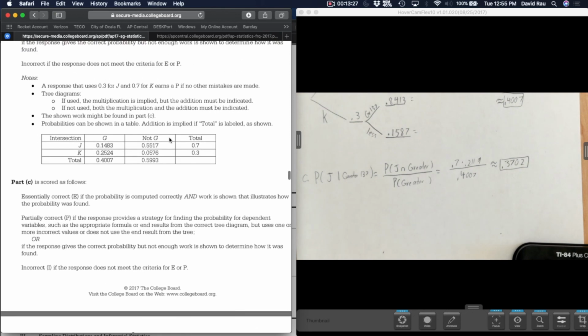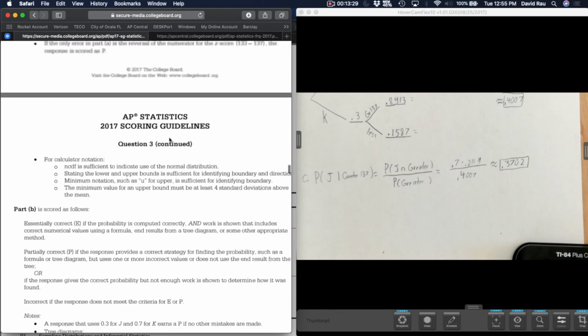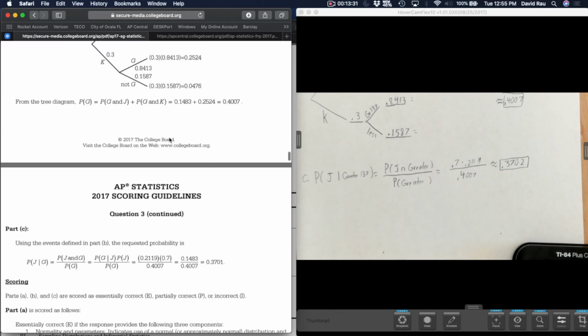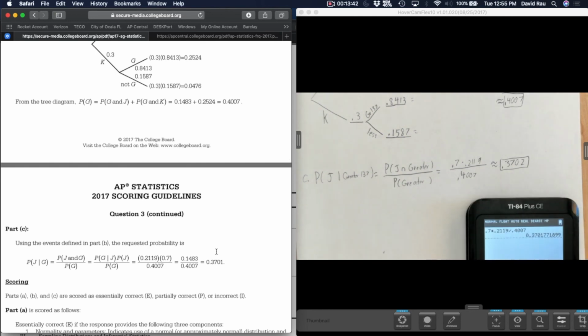One minute, just reading something for myself. That's so weird. Why did they get 0.3701 when it clearly rounds up? Whatever. Okay.